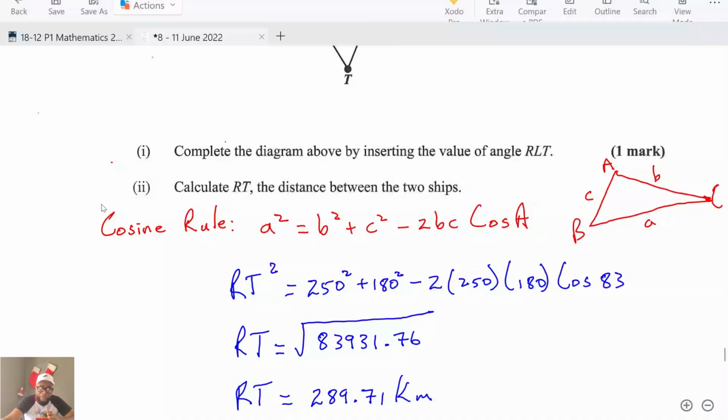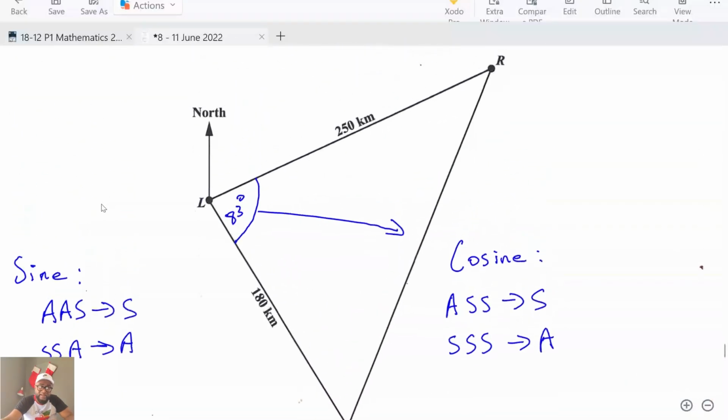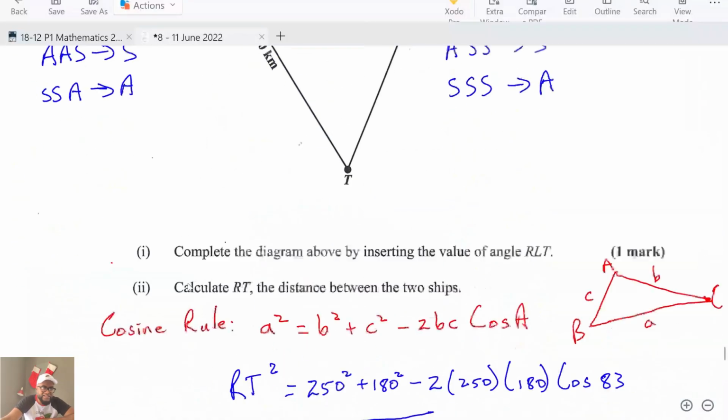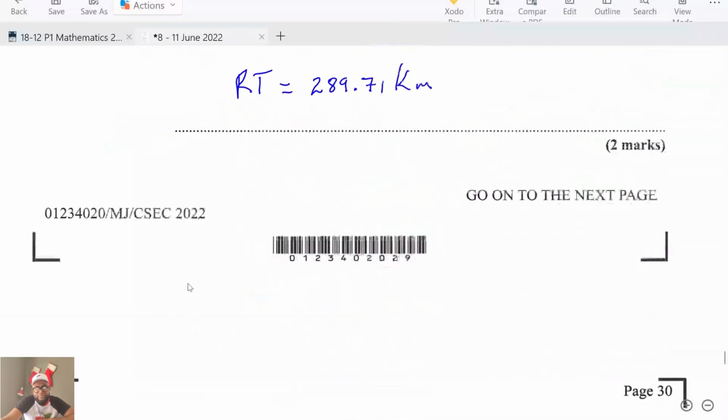Guys, if by now this thing is not dog food for you, you're wasting time, because we do these kinds of questions over and over again. I personally find questions 9 and 10 are the questions that are supposed to make up your marks. These are like the easiest questions, easier than algebra any day. So 289.71.